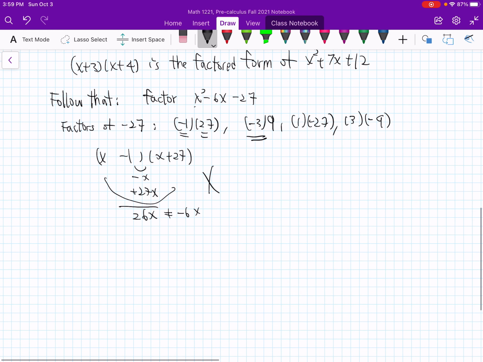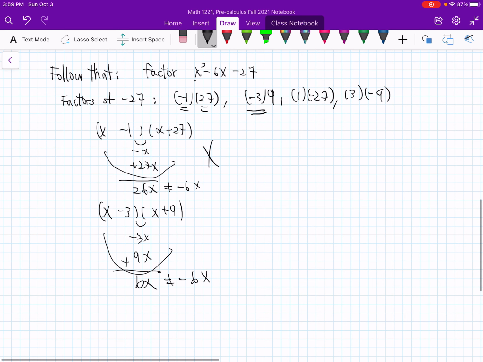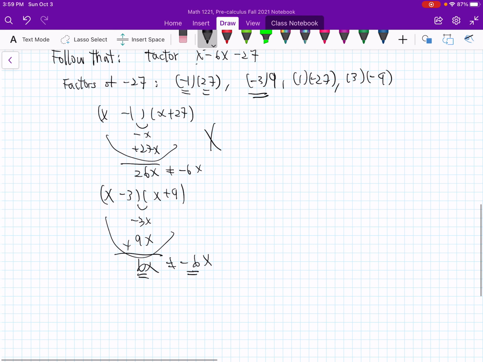-3 and 9. So x and x, -3 plus 9. Let's check the middle term again. So -3x, 9x, that's 6x. Obviously this is not -6x. But if you notice that the quantity is the same, meaning 6 versus 6, or -6 for that matter, then you are in the ballpark. All you have to do is reverse the sign.